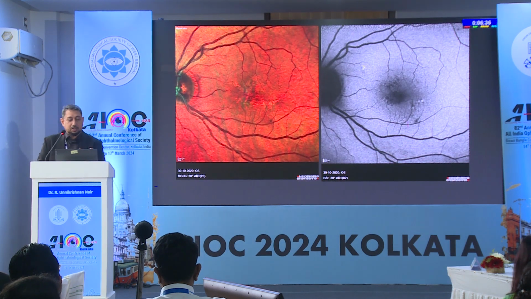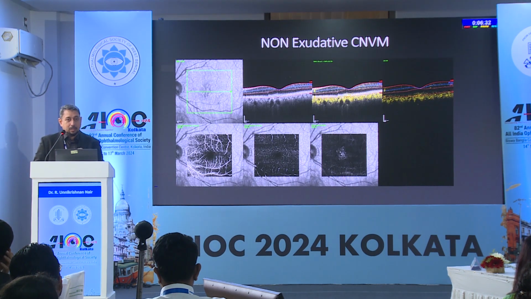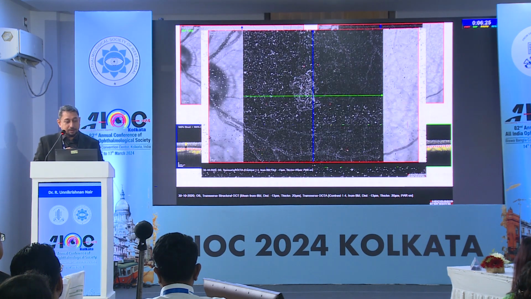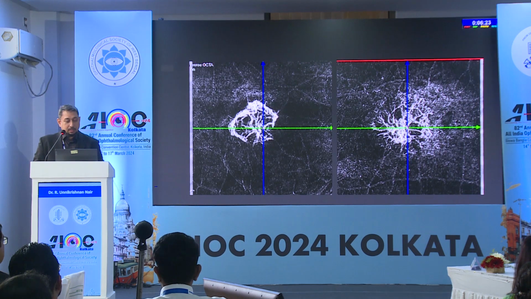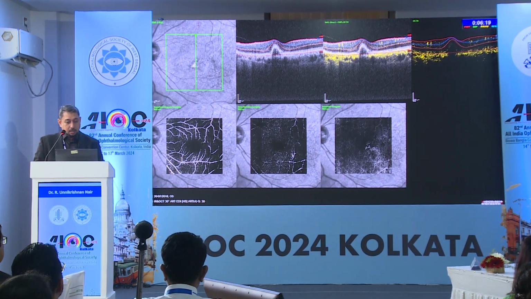These are other pictures here. You see the network. You see a slight double layer sign over there, and the OCTA picks up the membrane, non-exudative CNVM. And on a closer look, it looks like a very frilly, lacy kind of membrane. So these are just pictures of the same. We'll just skip this.